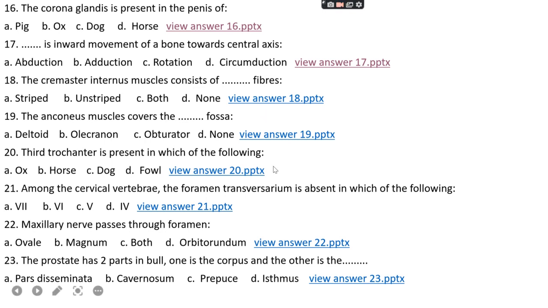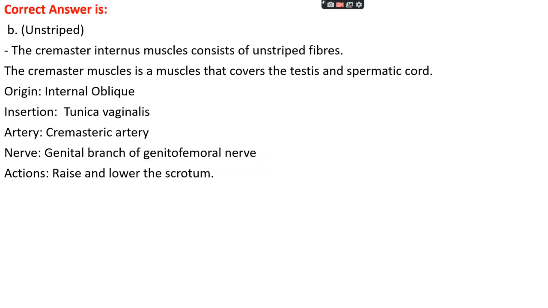The right answer is option B, that is the unstriped. The cremaster internus muscle consists of unstriped fibers. The cremaster muscle is the muscle that covers the testis and spermatic cord. And its origin is the internal oblique muscle.